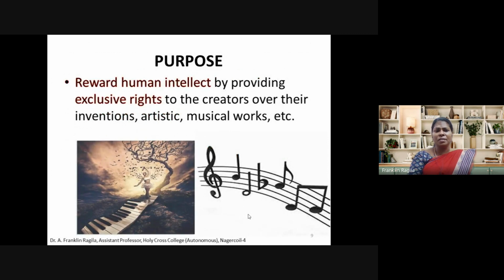The main and uttermost purpose of IPR is to reward the human intellect. So, for example, we are all faculties. We have so many students. When you drop a pen, a student will immediately come, take up the pen and give it to you. So immediately what will we say? We say thank you, right? So that's a small appreciation given to that particular student.